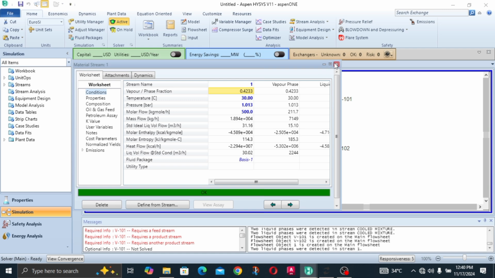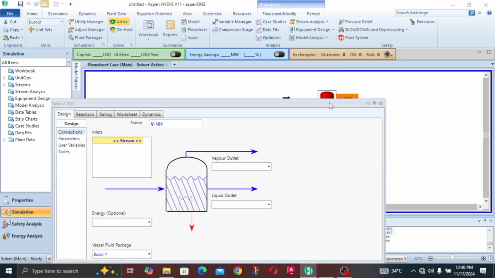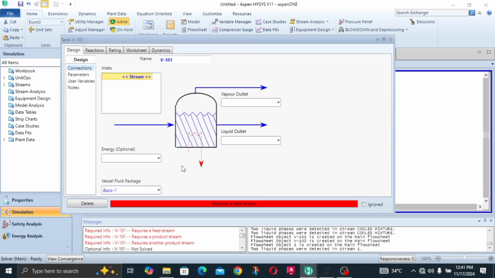So it's already a mixture. So I'm going to double click on my tank, and this is how my tank looks. The energy stream is also optional. So all we have to do is just connect the new stream. That's the one that we connected. Let's name this gas.